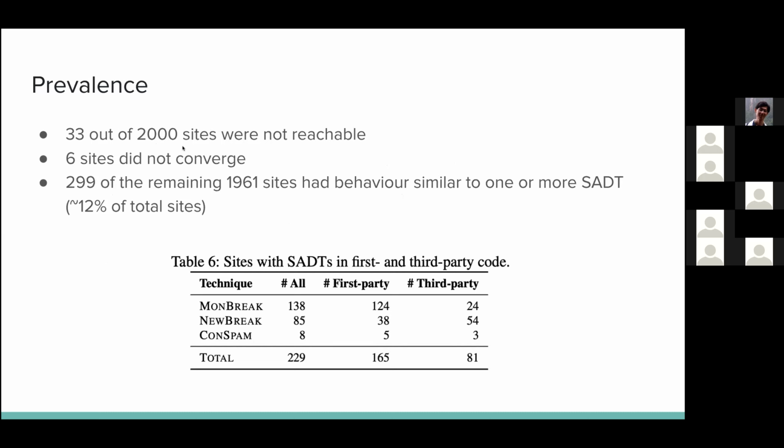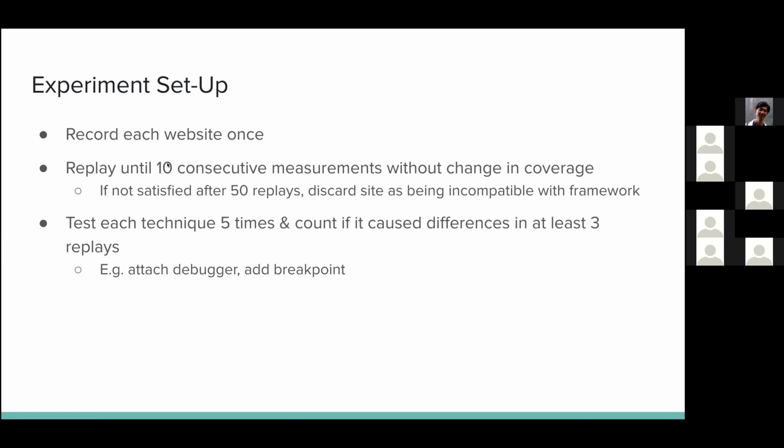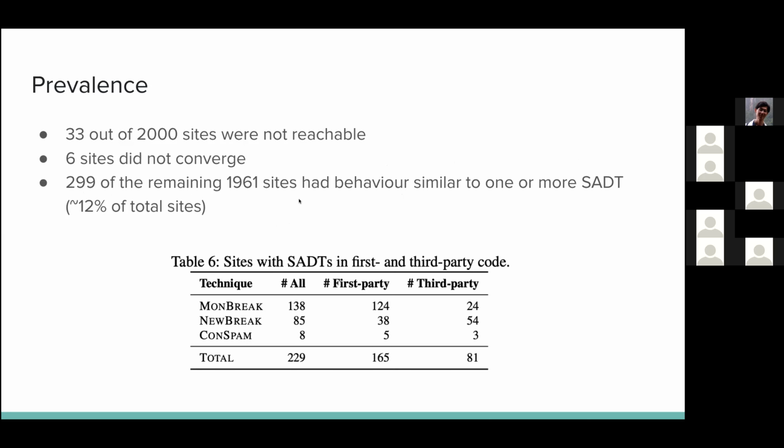So of the 2,000 websites that were tested, 33 were not reachable in spite of the fact that this experiment was run immediately after the first one. Then 6 of the sites did not converge, so they didn't satisfy the second condition. And then out of the remaining sites, 299 of them had behavior similar to one or more of the 3 techniques that were mentioned earlier. So this is about 12% of the total sites. Specifically, the monitoring breakpoint was triggered in 138 of them. And yeah, okay, the stats are here.